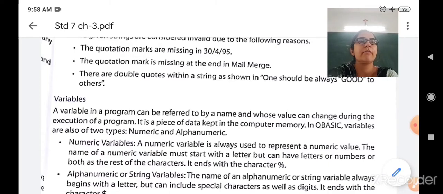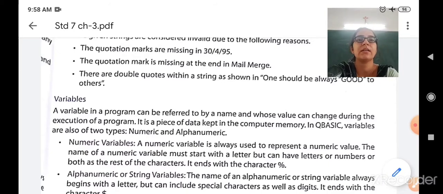It means a particular variable is given some name. For example, if you want to store a value, a letter, a character, a string, whatever you want to store, it can be stored using one single name, that is x, y, z, any name you want to give. So a variable is referred to by a name and the value can be changed during the execution of the program. That is the difference between constants and variables: in constants the value does not change, while in a variable the value can be changed. It is a piece of data kept in the computer memory.